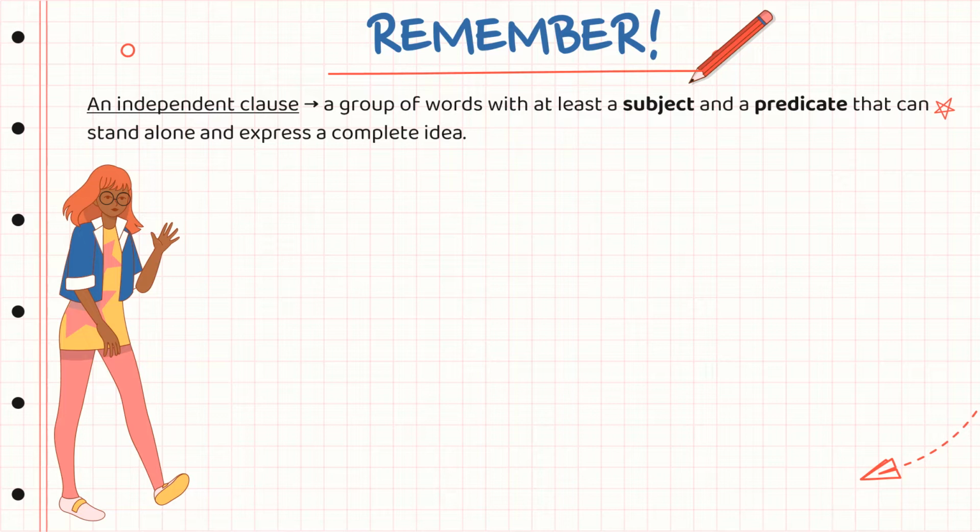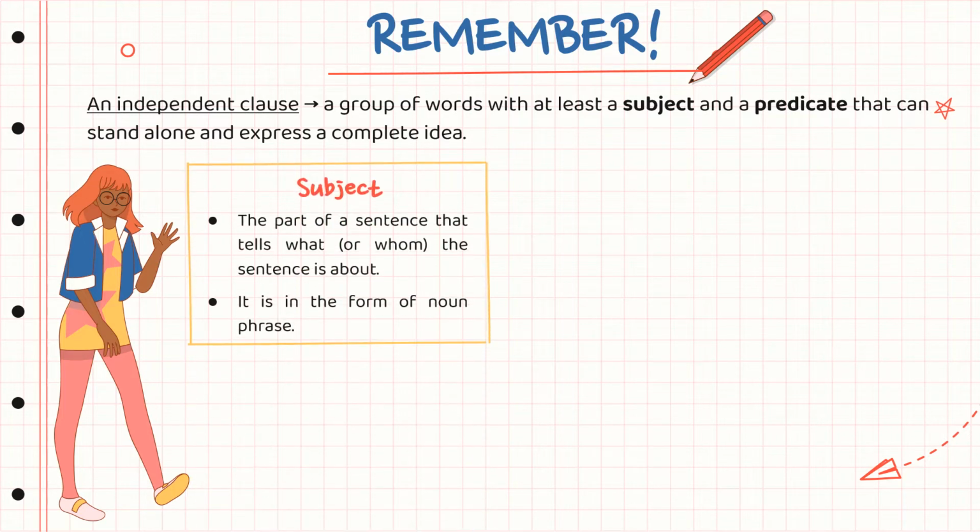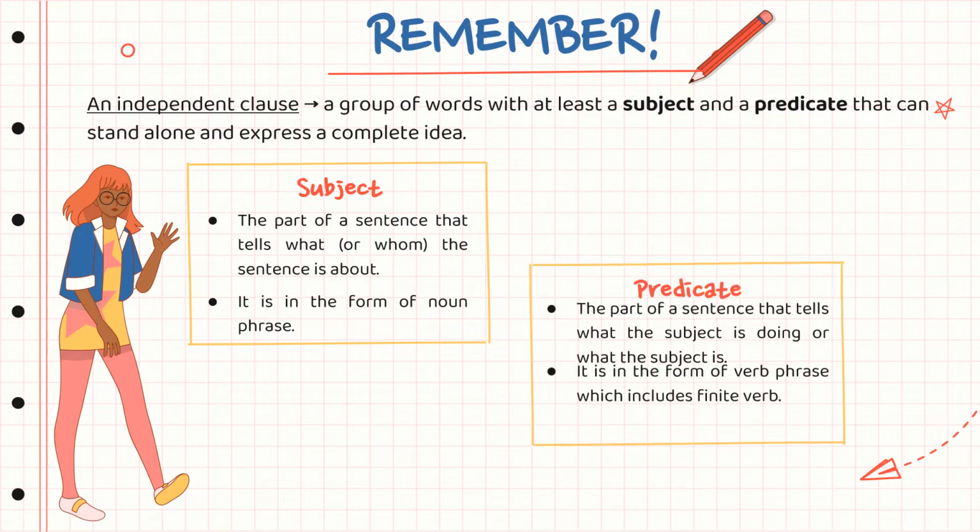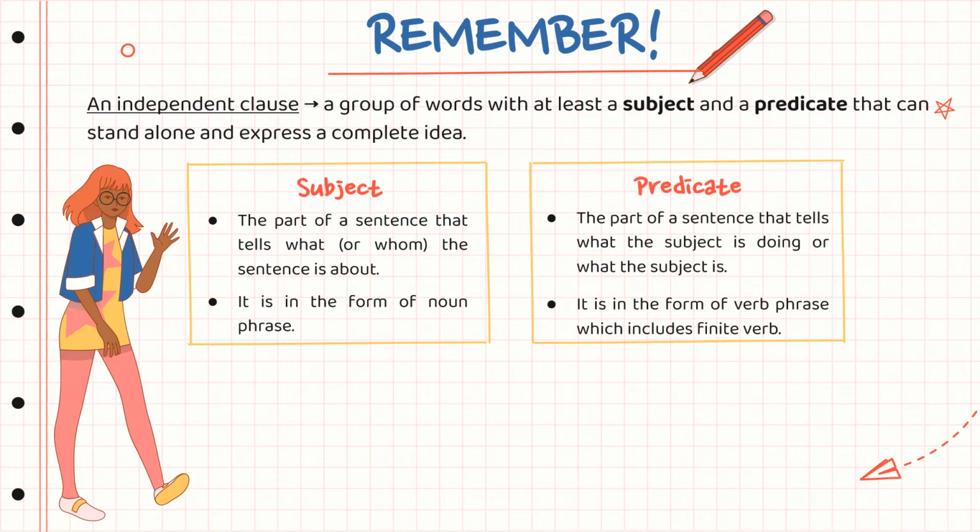Thus, what is the subject and the predicate? So, subject is the part of a sentence that tells what or whom the sentence is about, and it is in the form of noun phrase. Meanwhile, predicate is the part of a sentence that tells what the subject is doing or what the subject is, and it is in the form of verb phrase which includes a finite verb.